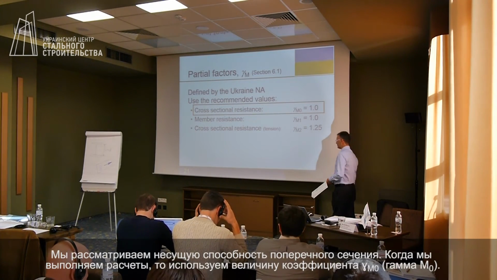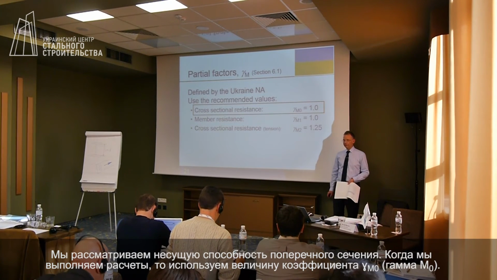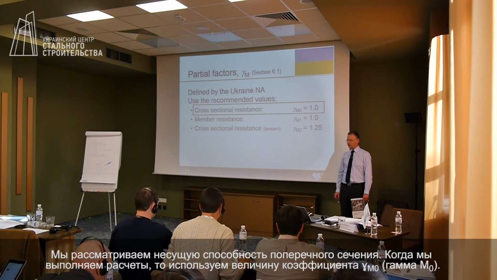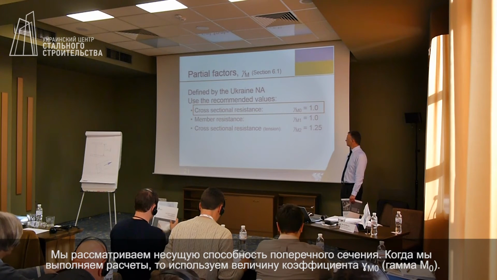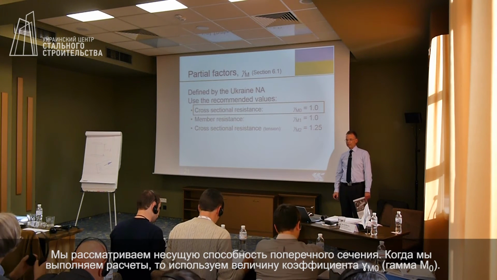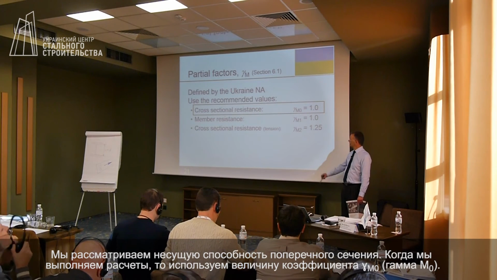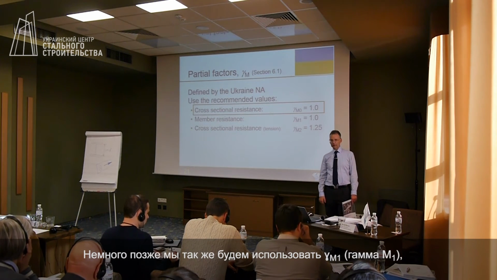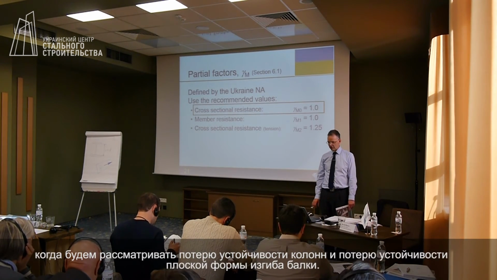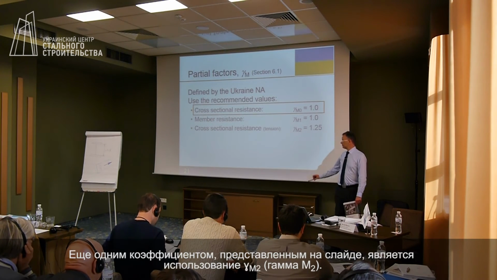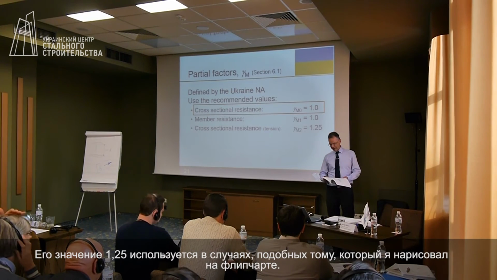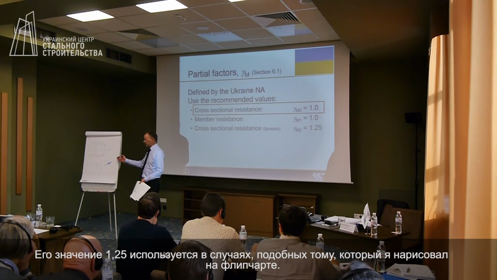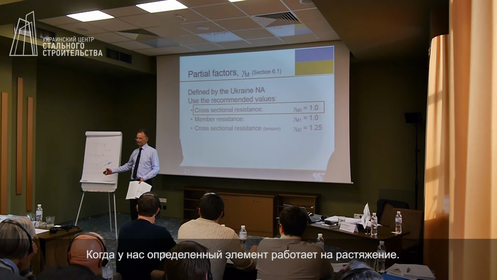We have been considering, or we are in the area of cross-sectional resistance. And for cross-sectional resistance, when we carry out a calculation, we're generally going to be dividing by gamma m naught. Later, we will be interested in gamma m1 for buckling of columns, for lateral torsional buckling of beams. The other value here, gamma m2, 1.25, is used in the situation which I have drawn on the flip chart when something is in tension.